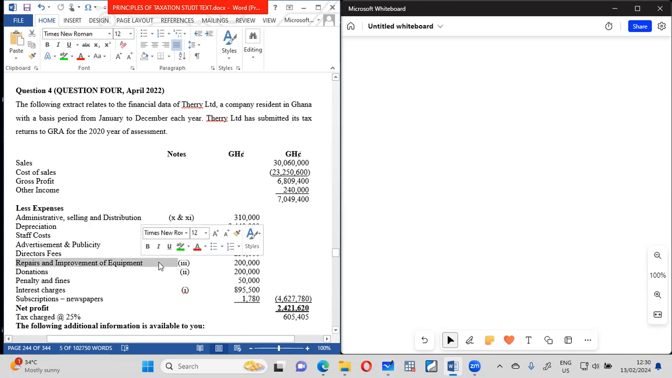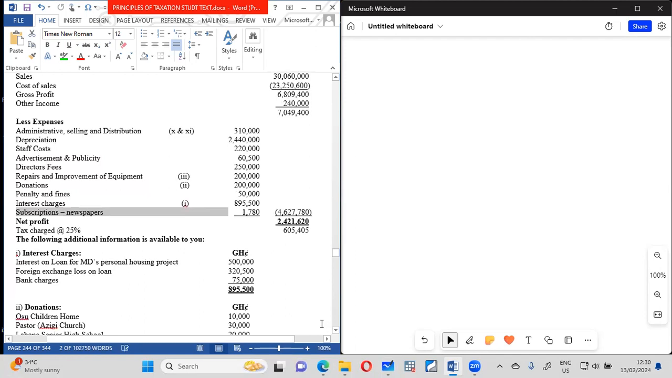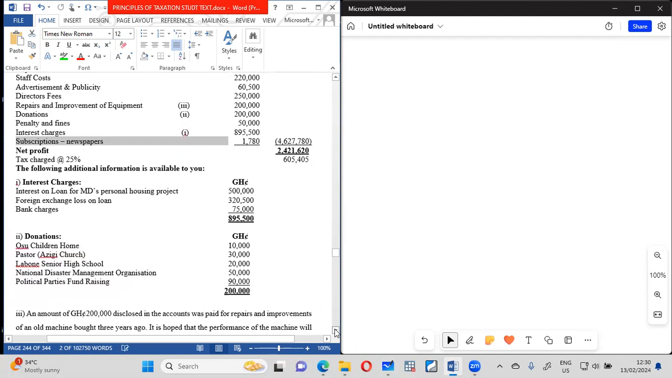Repairs and improvement, there's a note. Donation, there's a note. Penalty and fine, you have to add it back. Interest charges, there is a note. Subscription for newspapers, there is a note. You know that by law, every company is supposed to be buying newspapers every day, because if you don't buy, you can't say there wasn't any communication. Daily Graphic and Daily Guide are the two state recognized papers. So that's why you see that every day some companies buy them, even when they don't read them.